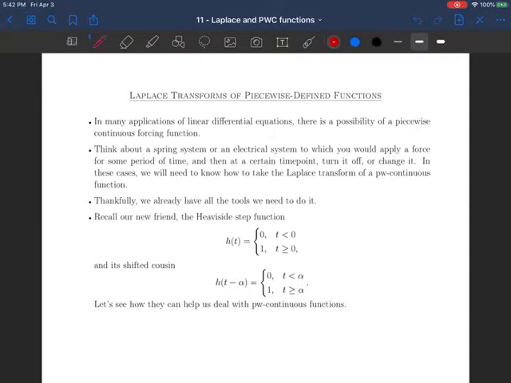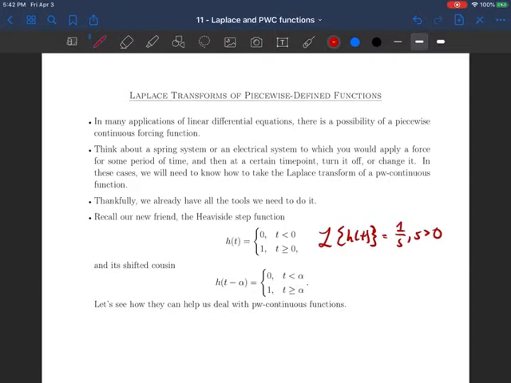So h of t is the function that is 0 for t less than 0 and 1 for t greater than or equal to 0. And if you'll recall, the Laplace transform of h of t is equal to 1 over s for s greater than 0. And this is the same as the Laplace transform of 1, because on the interval t greater than or equal to 0, it's the same as the function 1. Right? But when we shift it over, it changes a little bit.